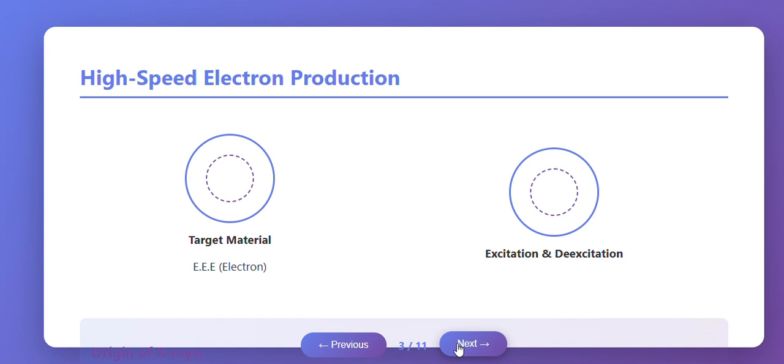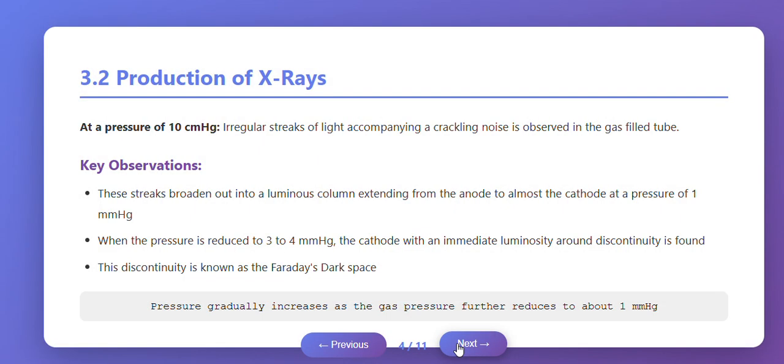Third, and this is really important, we get characteristic radiation. This happens when an electron from an outer shell fills a vacancy in an inner shell, releasing energy in the form of X-rays. And finally, we need to consider the binding energy of the incident electron. This determines how much energy is available for X-ray production. All 4 of these processes work together to create the X-rays we use in medical imaging and other applications.